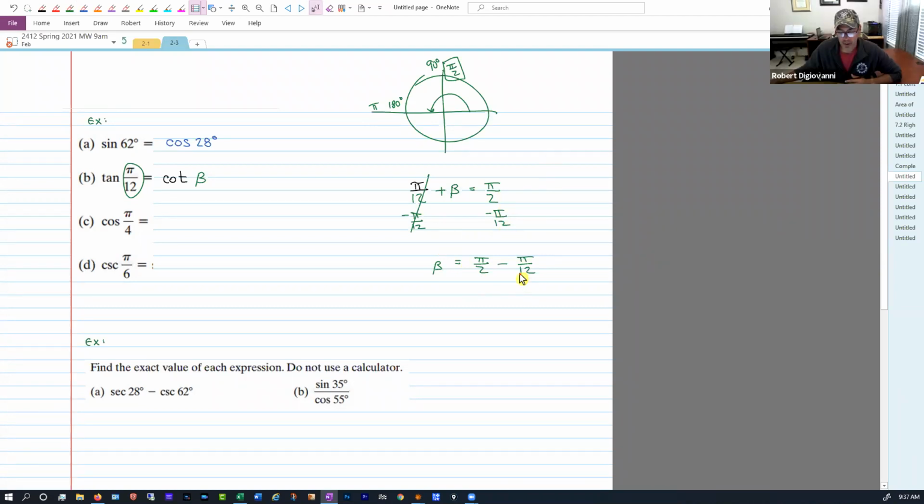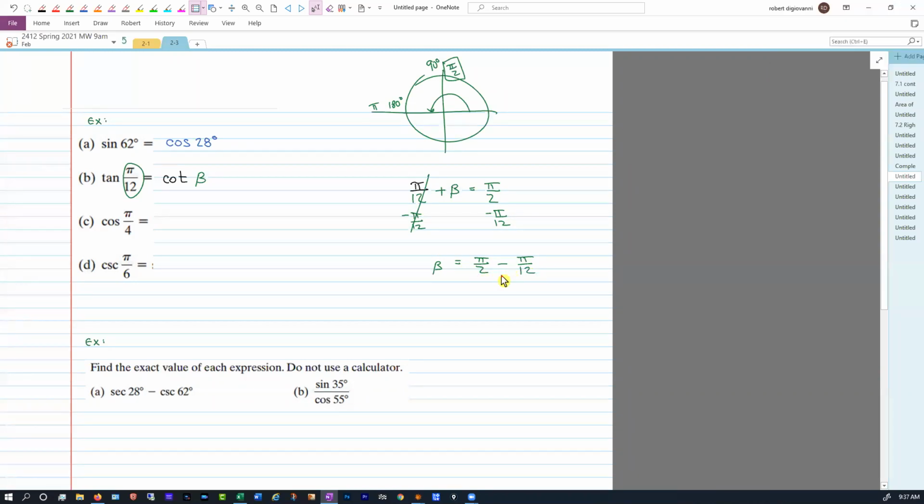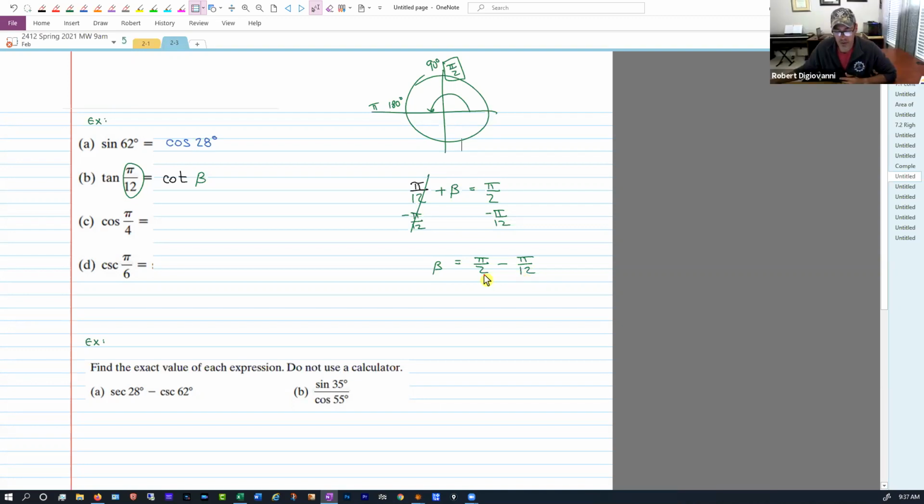Yeah. So can you think of a number that would be a common multiple of both of these, or a common denominator? 12. Good. Everyone see that? We could make both of these 12. So this one's already 12. So you'd have to multiply the top and bottom of this fraction by 6. Is that clear to everyone?